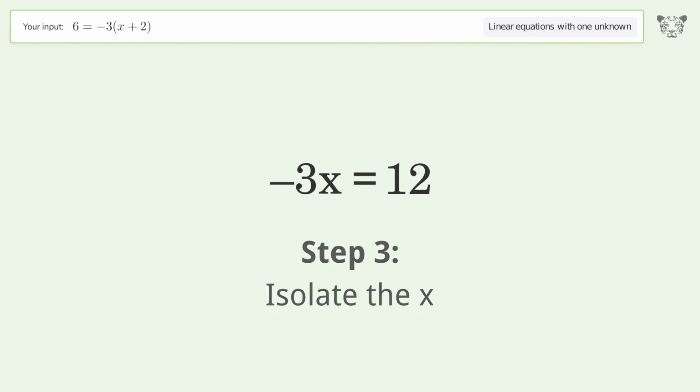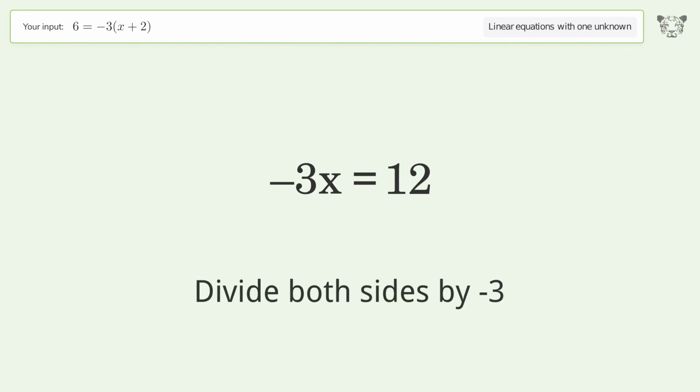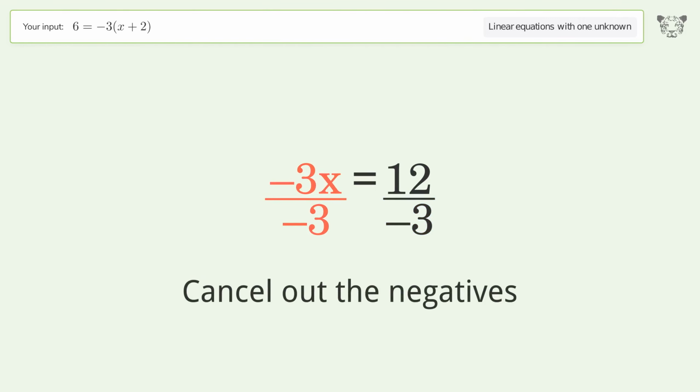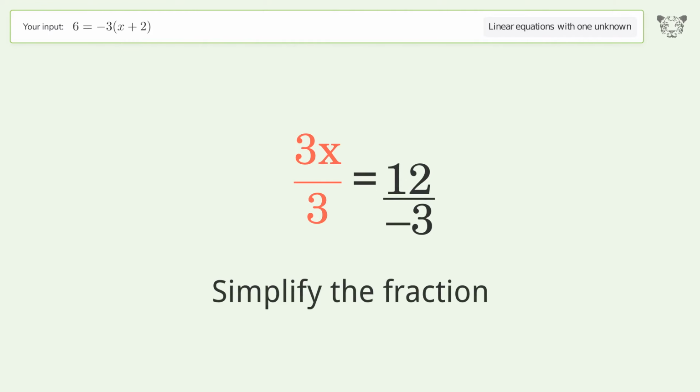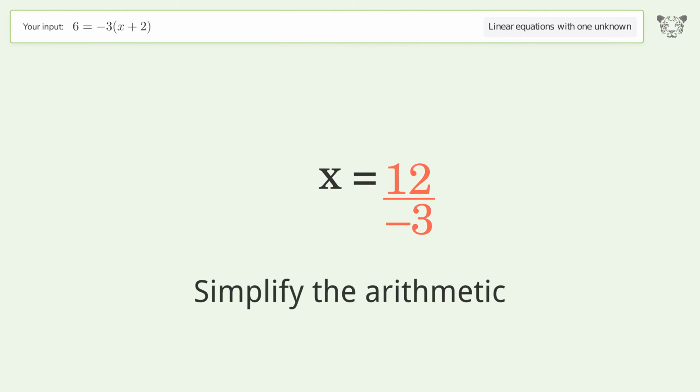Isolate the x. Divide both sides by -3. Cancel out the negatives. Simplify the fraction. Simplify the arithmetic.